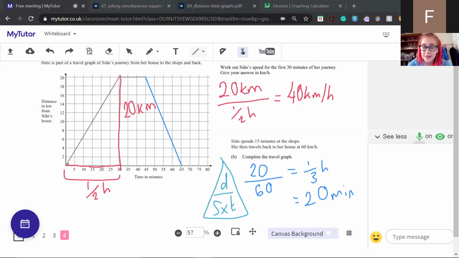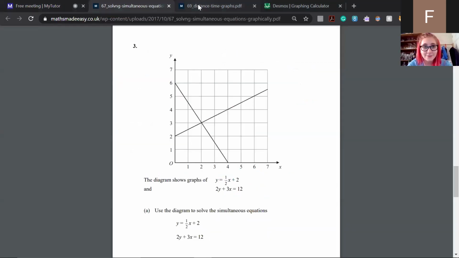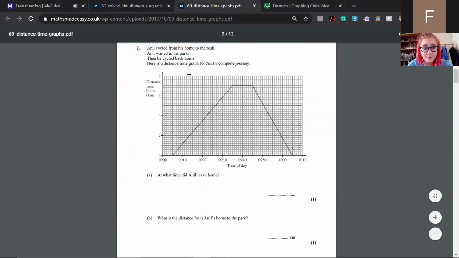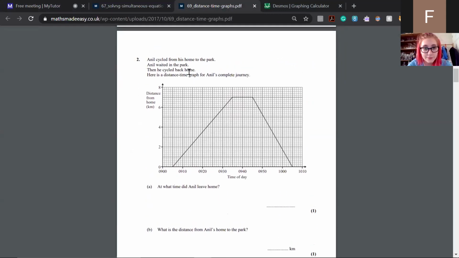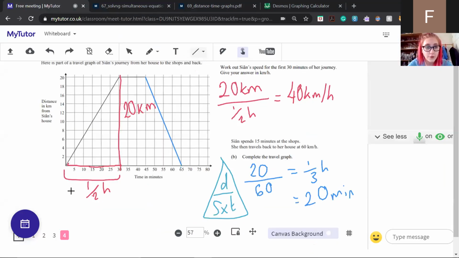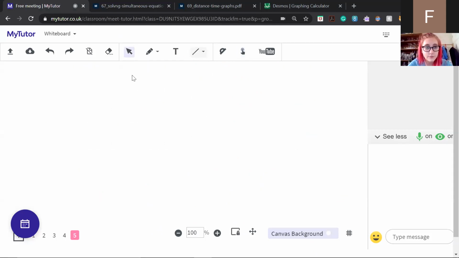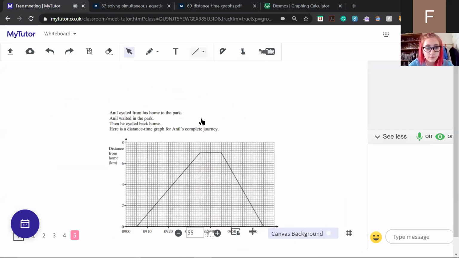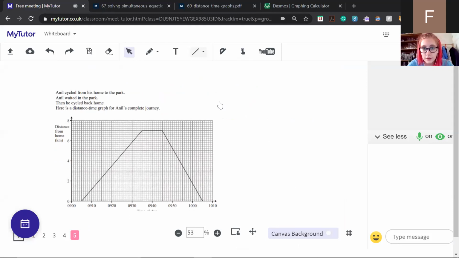So hopefully that makes sense. Okay, let's have a look at some more. So I'll get this question up again and then put the questions one by one on the right again. Someone said, how do you make it straight on the computer? This has a line function. So that's what I use on my tutor. It's got a little line function that I do.